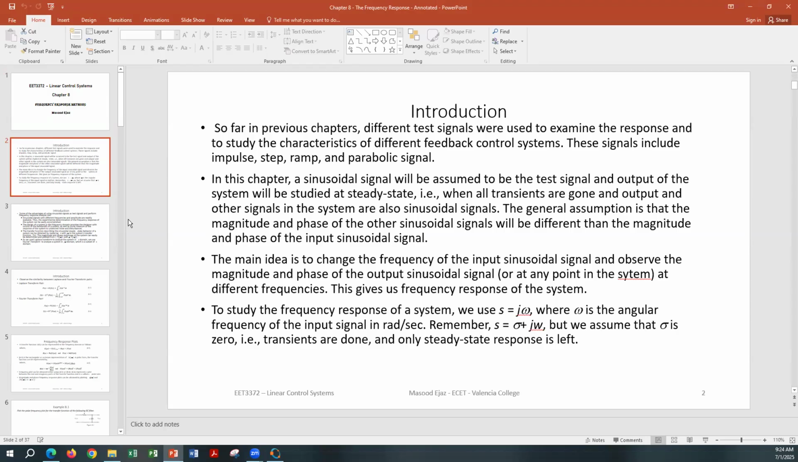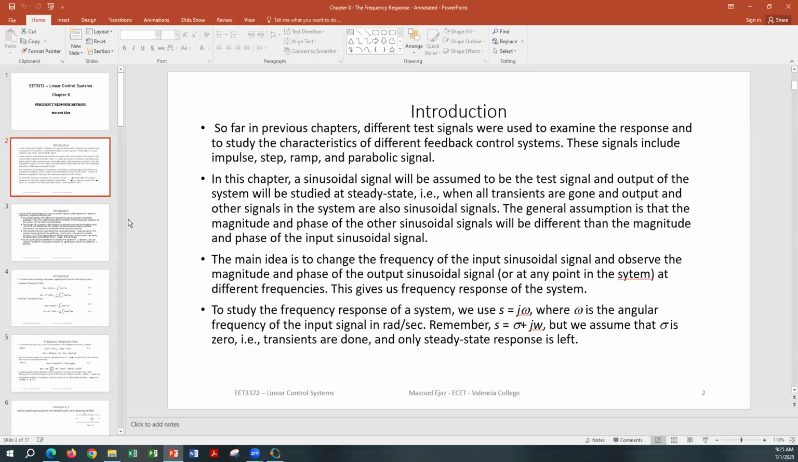So the test signal we have used so far, we have used impulse signal. We did not really use impulse signal as much, but we discussed it. Mostly we use the step signal. We did use ramp signal and parabolic signal in one of the chapters where we were discussing type 0 system, type 1 system, and so on. But most of our concentration so far has been the response to the step signal for most of the systems.